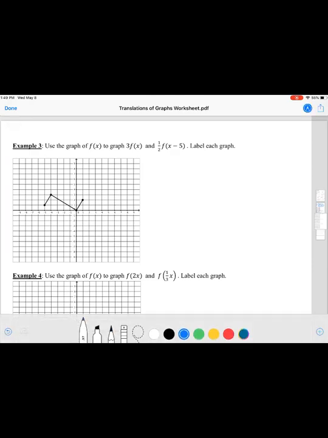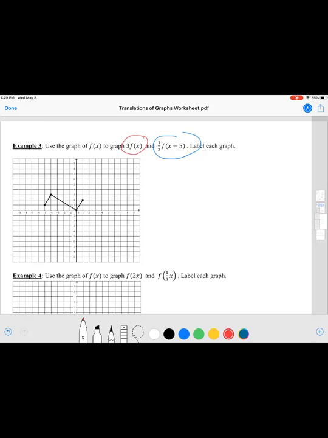Example 3, again we have 2 graphs. We're going to do this one in red and we'll do this one in blue. So for the first example in red, we have 3 times f of x. If we go back and look at our rules, if we multiply something by the whole entire function, that's going to be a vertical stretch or shrink. And then we decide if it's a stretch or a shrink by looking at what the number actually is. If it's greater than 1, it's a stretch. If it's less than 1, it's going to be a shrink.